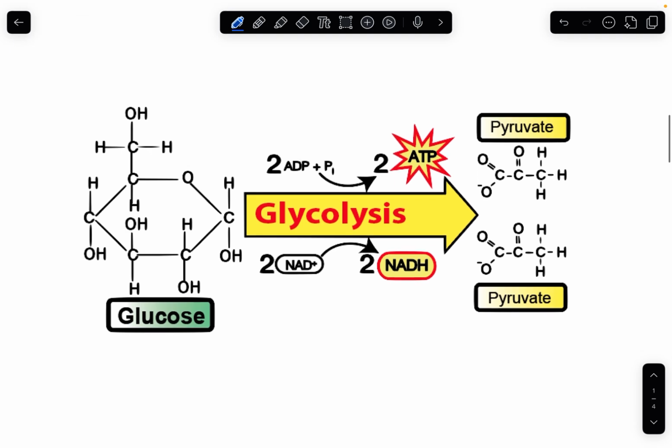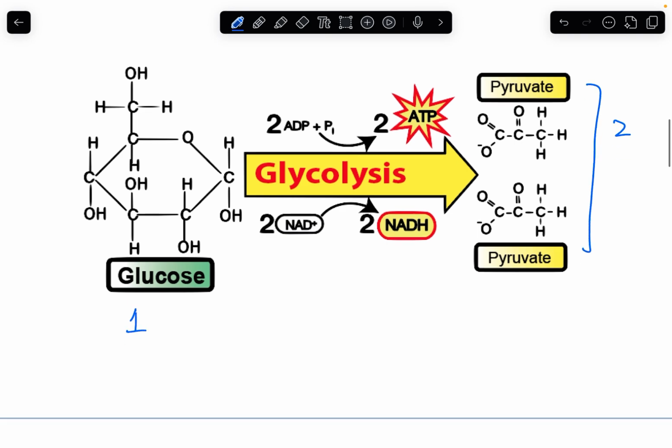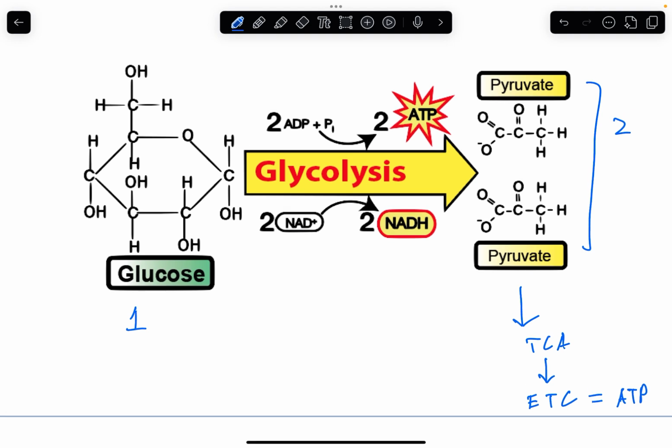All right, so let's start with just a rough sketch of what glycolysis is. We start with one glucose molecule, which then becomes two pyruvate molecules, which are shuttled into the citric acid cycle and the electron transport chain, which becomes an abundance of ATP. Speaking of ATP, we generate 2 ATP in glycolysis, and we also generate 2 NADH, which are useful electron carriers.